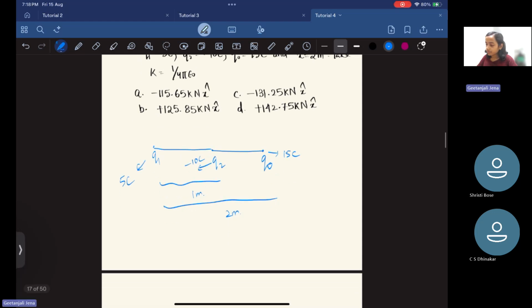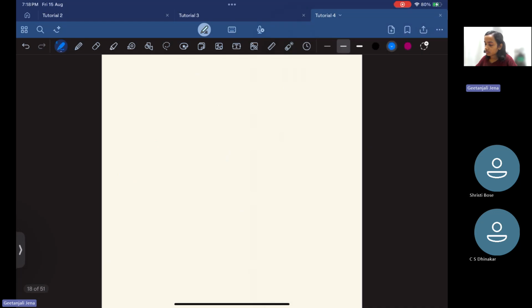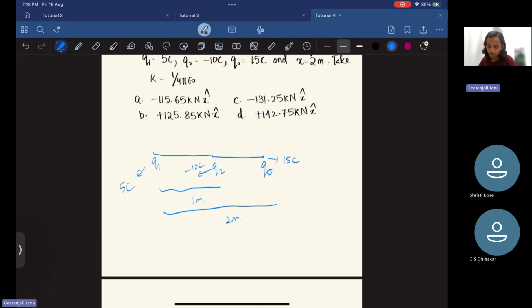So the answer, I think you know the process because it is similar to what we have seen in the previous problem. So you just need to see the net force on option C. Yes, the answer is correct. You will get option C. So the question was to calculate the force on Q0.